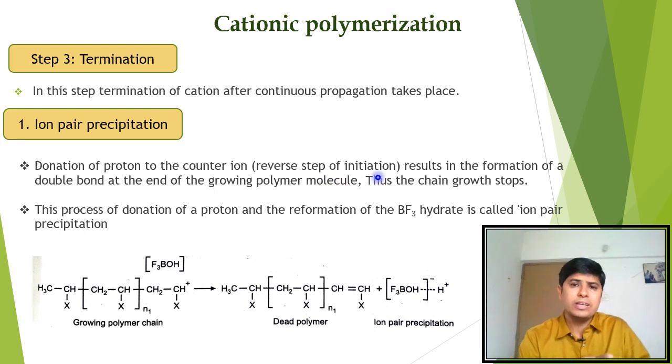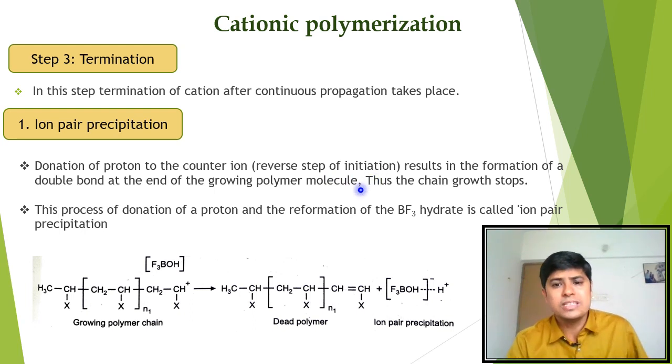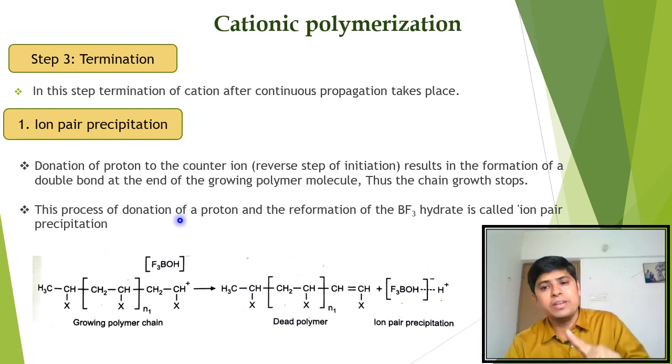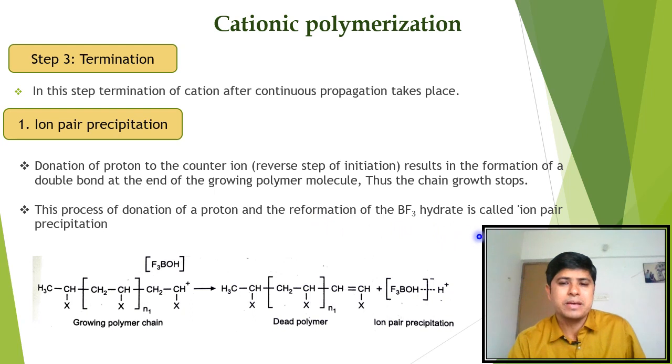Now the proton is donated, whereas in initiation the proton is added. This results in the formation of a double bond at the end of the growing polymer molecule. Thus chain growth stops here. This process of donation of a proton and the reformation of BF3 hydrate is called ion pair precipitation.